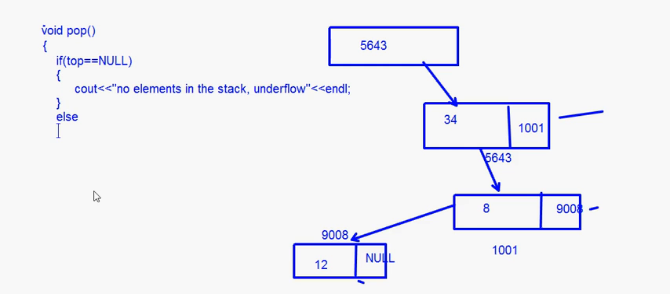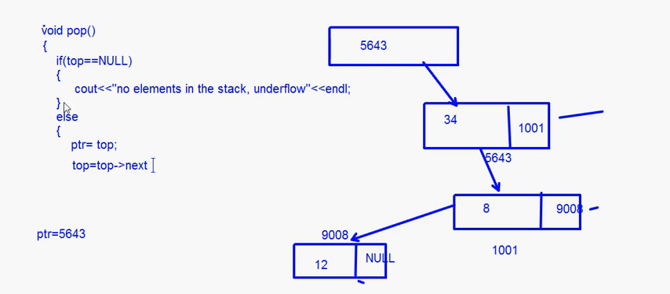Else, if in our case the stack is not empty, so top is not equal to null, right? So we come to the else part. See here, what do we do? PTR is equal to top. So here I'll write it. PTR is equal to top means I get this 5643 here. Top is equal to top next. Top is equal to top next.